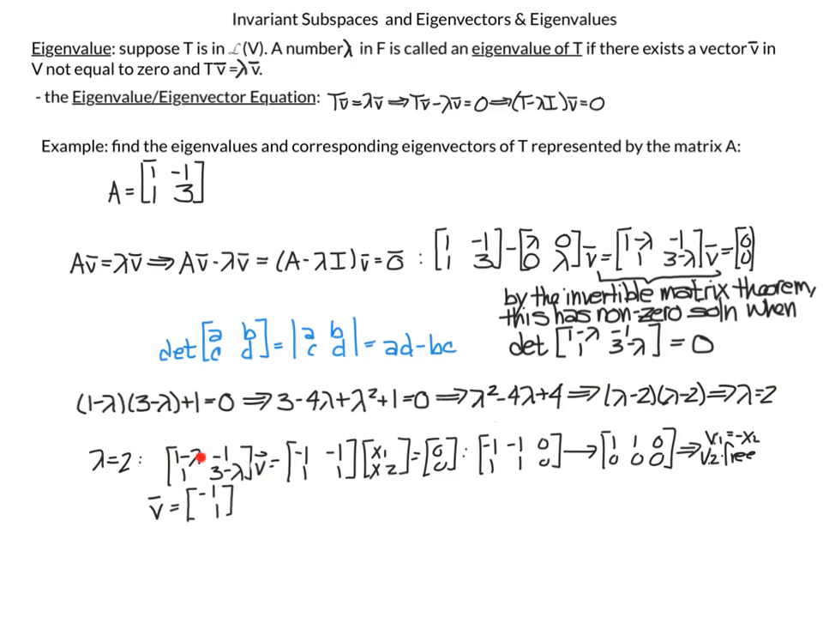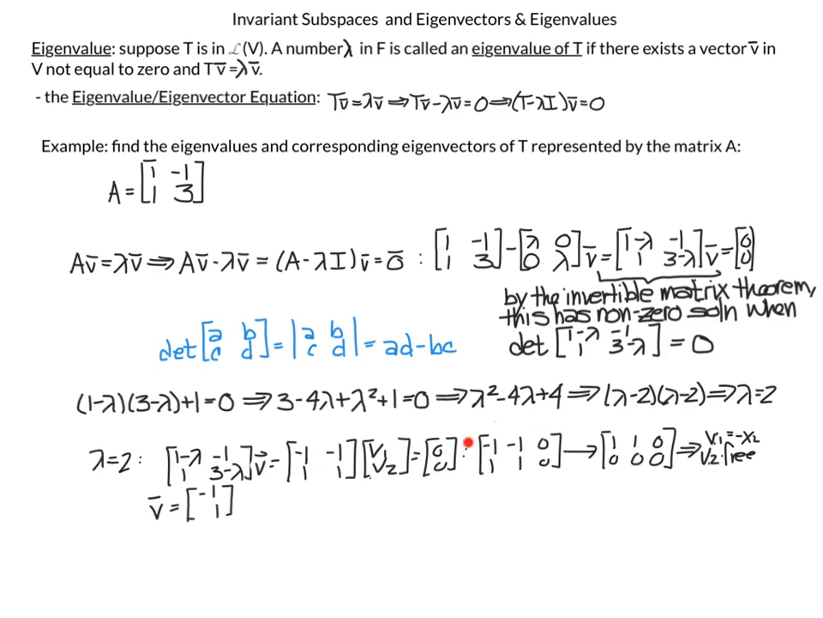So here we have 1 minus 2, that gives us minus 1, and then 3 minus 2, that gives us a 1. We have our vector v, which we are trying to solve for, and it's equal to 0, 0. Again, this is just our eigenvector eigenvalue equation with our eigenvalue plugged in. Now we use our techniques from chapter 1, where we solve the system of equations.